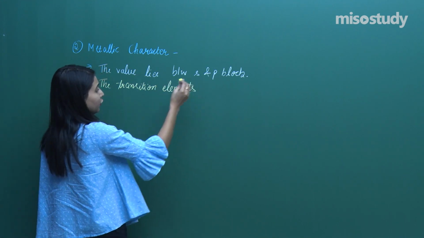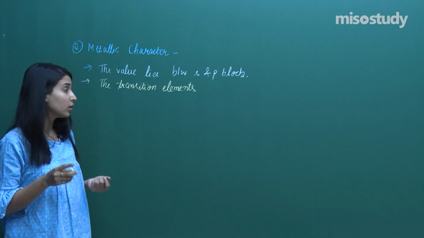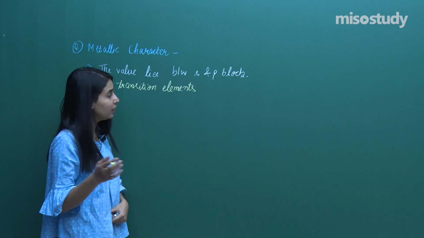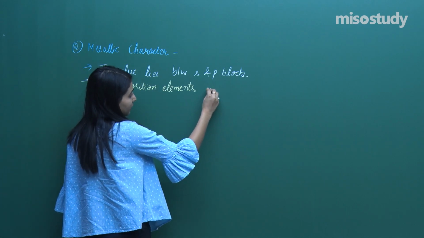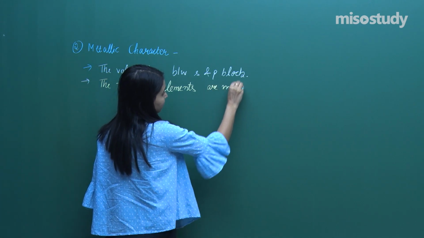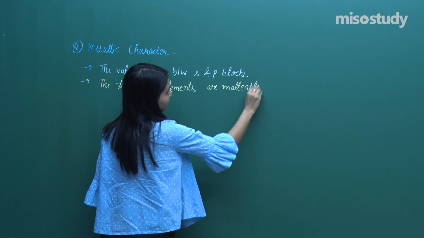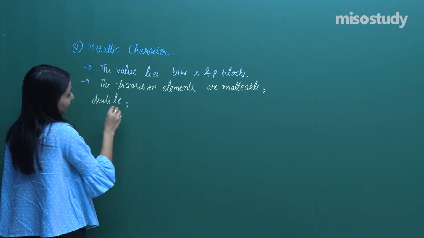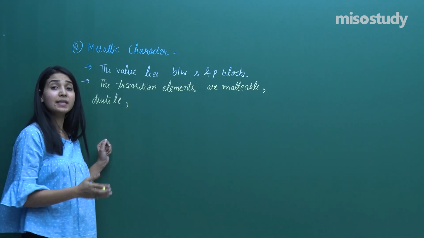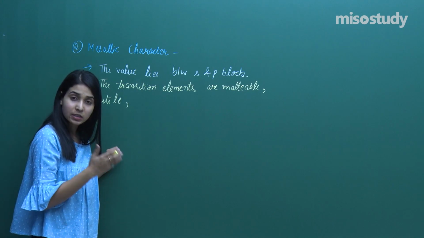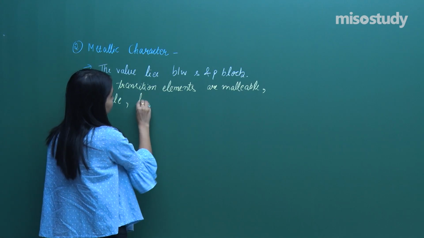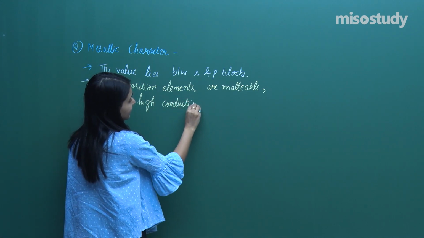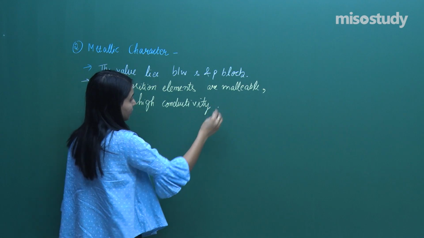Now we are doing this in the form of points. We would do that because in your exam, however it may come, it is easier, as I always say, to remember in the form of points, right? Then I say the transition elements, they are malleable, ductile, and what else did I say? I said that they have a high conductivity, and conductivity as in I am referring to the thermal conductivity, right?